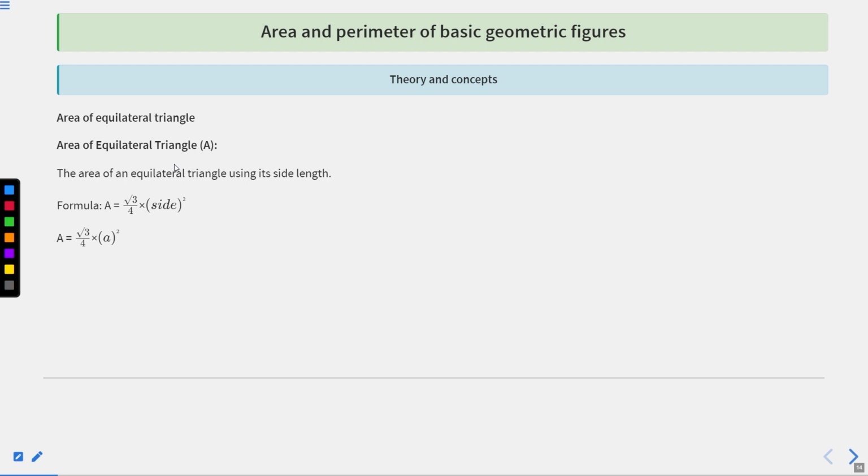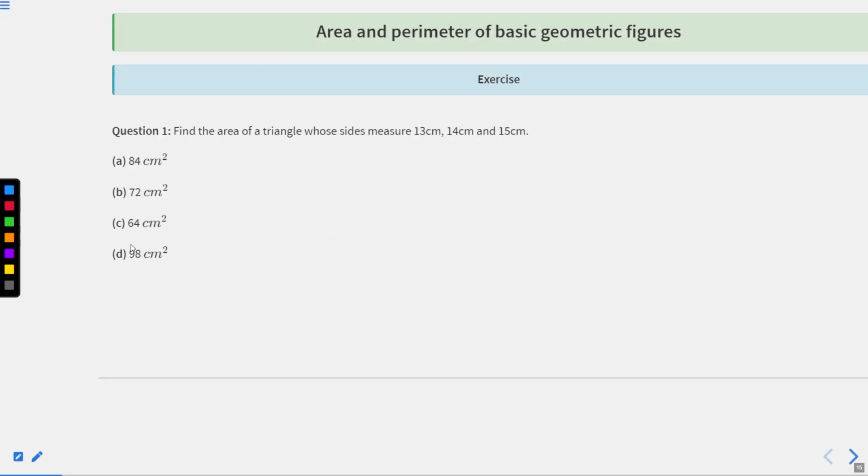So what is the area of an equilateral triangle? The area of an equilateral triangle is given by this formula, in which A is the side of that particular triangle. Since all the three sides are the same, it will be just A. So we have a triangle of sides of length A. This is A, this is A, and this is A. The area will be given by root 3 by 4 times side squared, so A squared. Finally it will be root 3 by 4 into A squared. So this is the formula for the area of an equilateral triangle.